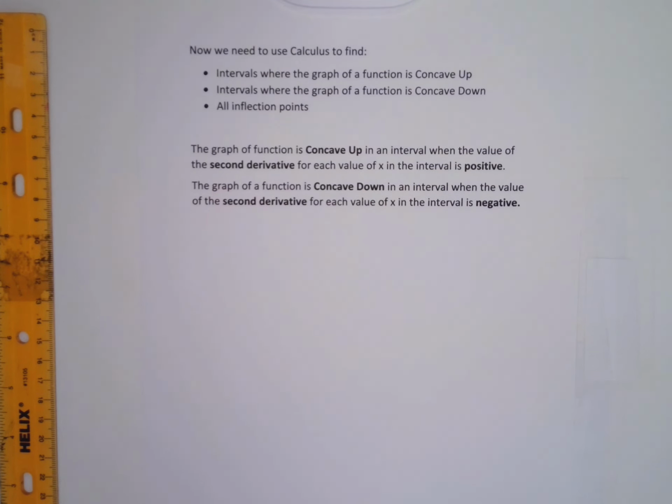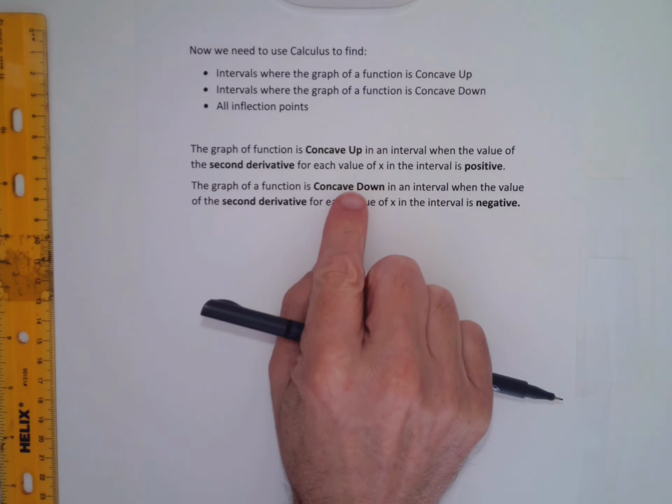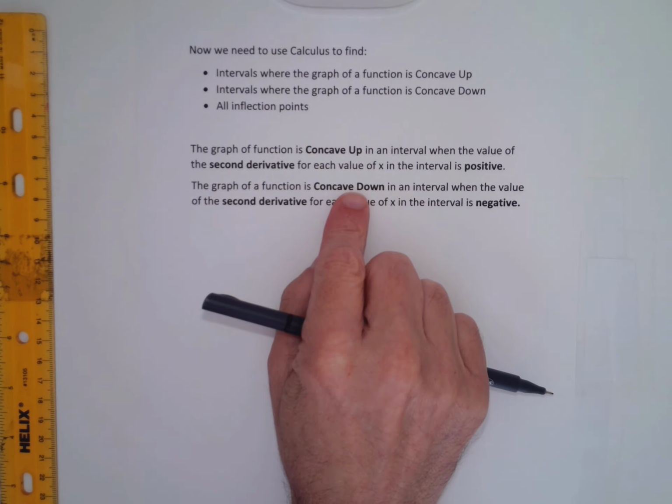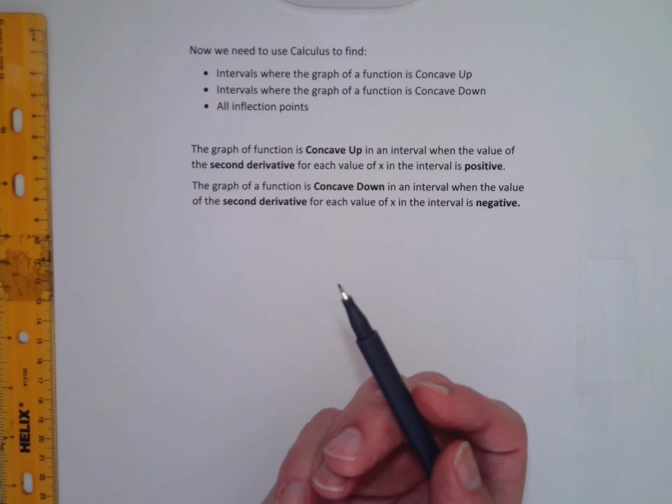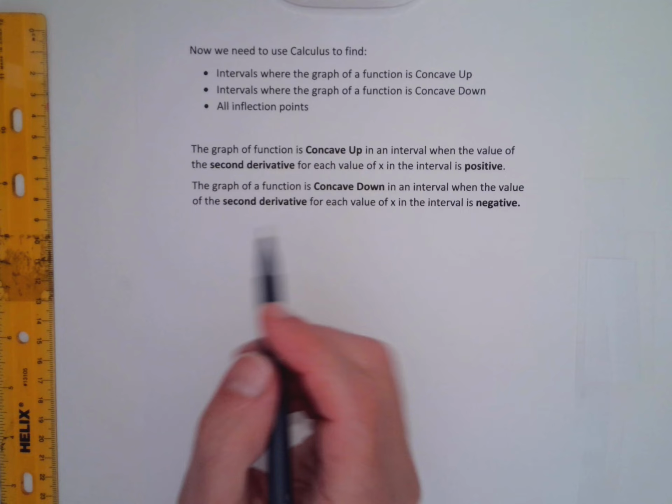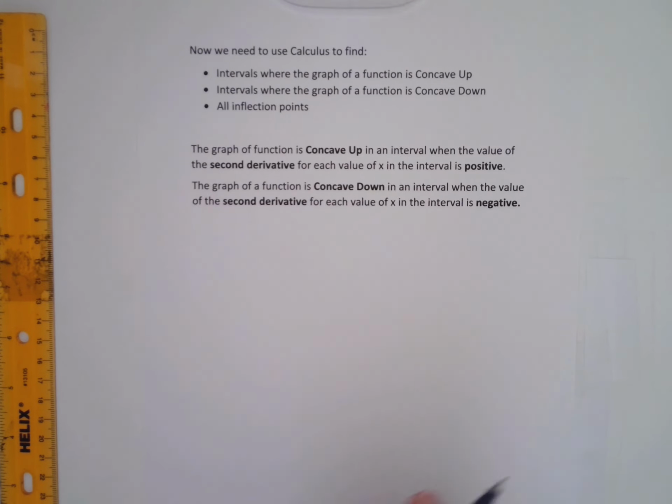Just like we did, a graph is increasing in a region where the first derivative is positive. A graph is concave up in a region if the second derivative is positive. Just like we did, the graph of a function is decreasing in the interval where the first derivative is negative. The graph of a function is concave down in a region where the second derivative is negative. So for increasing and decreasing, it's the first derivative. For concavity, it's the second derivative.